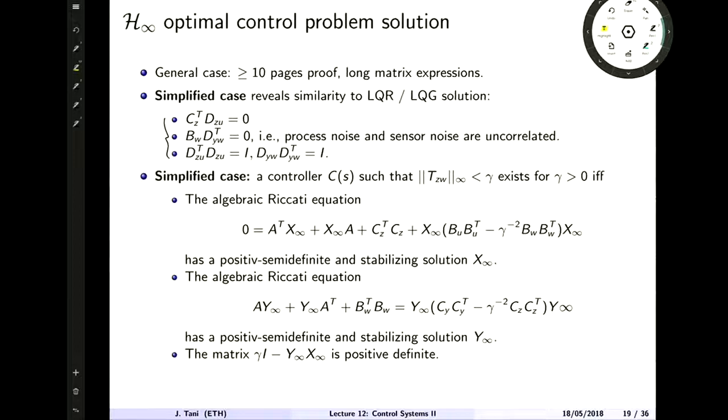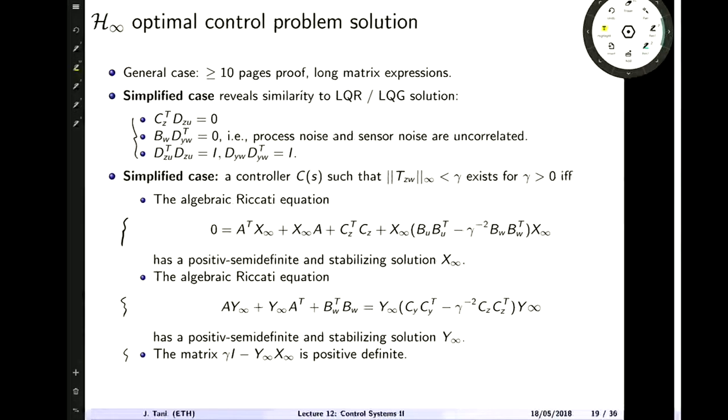So a controller C of s, such that the H infinity norm of T_zw is less than gamma, exists for gamma bigger than 0 if and only if this Riccati equation has a solution, and that Riccati equation has a solution, and there is a condition satisfied on the two solutions, Y infinity and X infinity. The only purpose of this slide is to show you that this is just a more complicated case of what you've seen with LQG, and at the end of these many pages you will encounter Riccati equations. Okay?